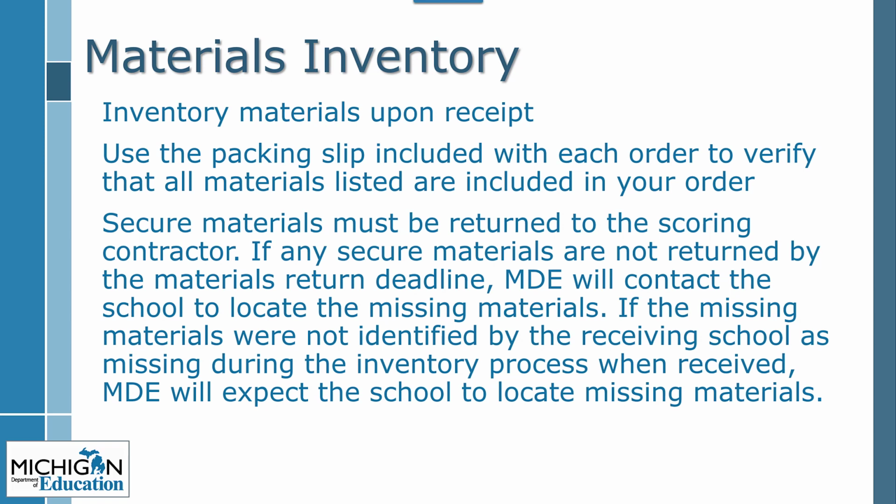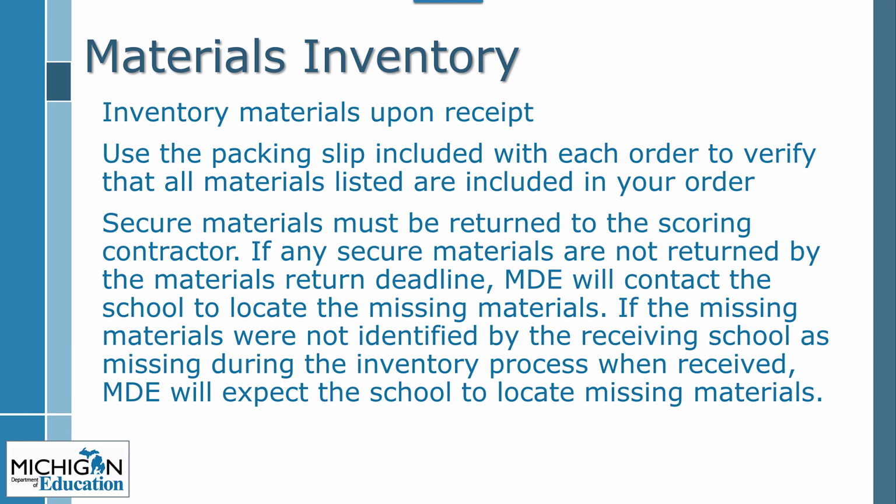Make sure that you inventory all of your secure materials when you receive them. Use the packing slip that's included in your delivery to verify that everything listed on the packing slip is included in your order. If there are any secure materials that are required to be returned to the scoring contractor, such as listening scripts or listening recordings, accommodated versions of the test, test booklets, etc., that are not returned, you will be required to locate the missing materials. You cannot say at that point that you didn't receive them. You need to tell us that at the time of delivery.